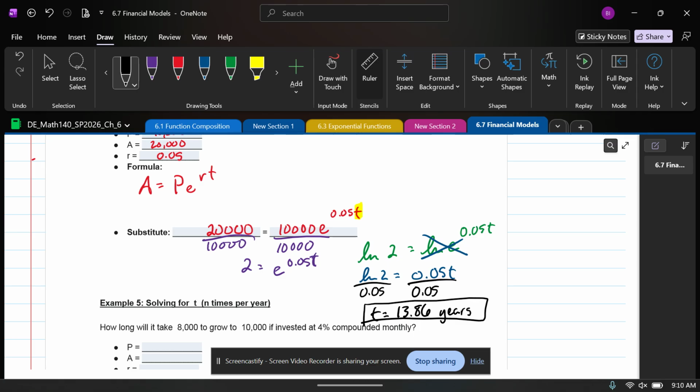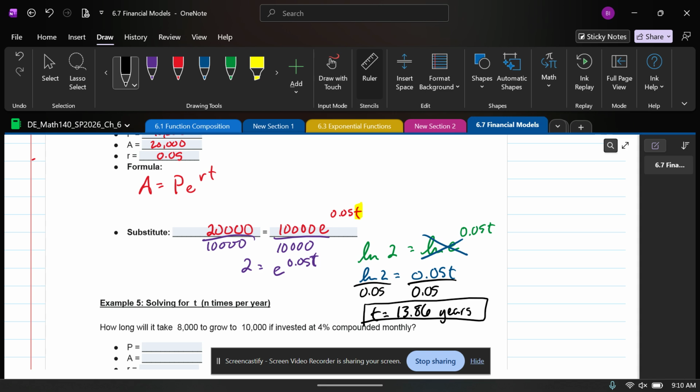About. Okay. Here's the neat thing though. If I invested $1 million in this same account, in 13.86 years, I'll have $2 million. It doesn't matter what your principal investment is. If you're doubling it, it's going to take the same amount of time to double whatever money you put in there. So if you put $1,000 in there in 13.86 years, you're going to have $2,000. If you put $1 million in there, in 13.86 years you're going to have $2 million. It doesn't matter what your investment is. The time is the same to double it.